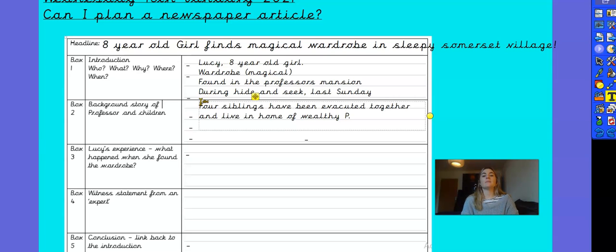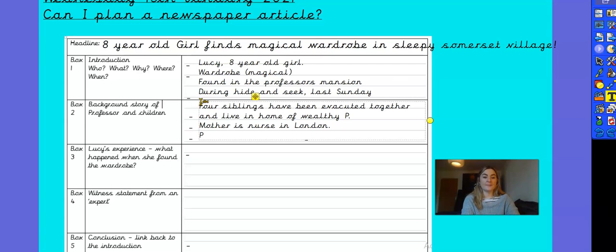And I might say something about their mother just to give a bit of extra information. So I might say mother is nurse in London, because it might mean that they have been evacuated because she is constantly at work and there is no one to look after her. Because being a nurse in wartime would have been quite tough. So I think that gives a little bit of extra information.